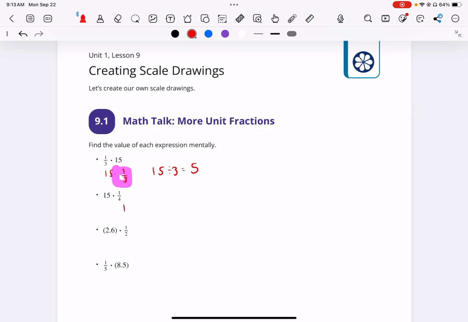Next, we have 15 times 1/4, so that's 15 divided by 4. When we do 15 divided by 4, that gives us 3.75. Then 2.6 times 1/2 is 2.6 divided by 2, which is 1.3. And then here we can change this to 8.5 times 1/5, which is the same thing as 8.5 divided by 5, which is 1.7.